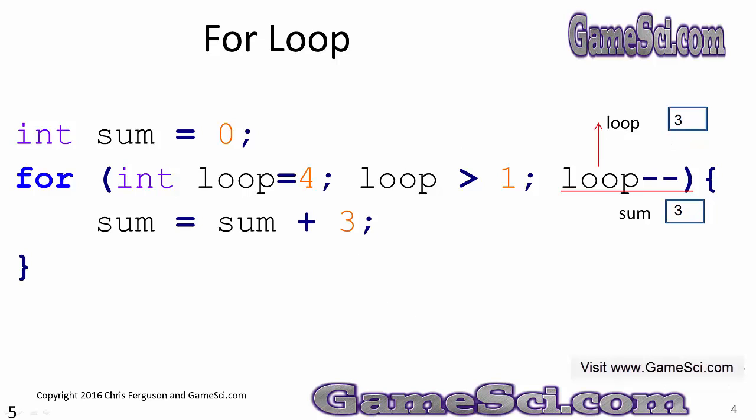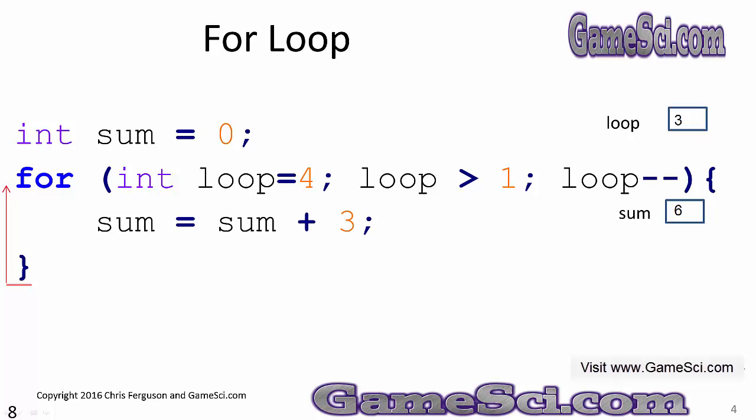After we change the iteration variable, we then back up and test it again. 3 greater than 1 is still very much a true statement. As a true statement, we are going to go inside the for loop and execute it again. Inside the loop, sum equals sum plus 3. Going to change our variable sum to a 6. After that executes, we'll hit the end of the loop.